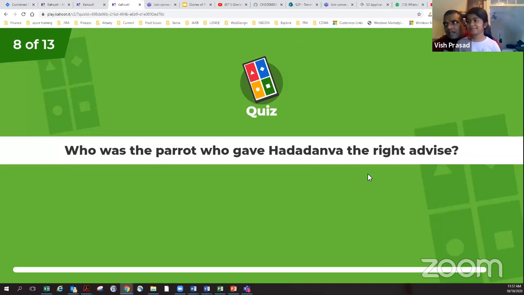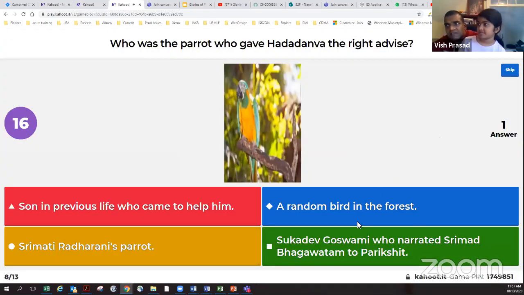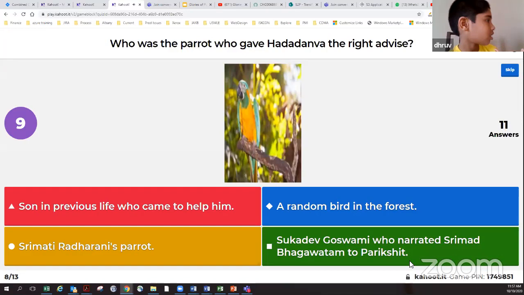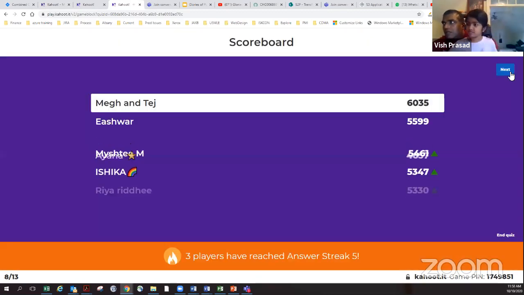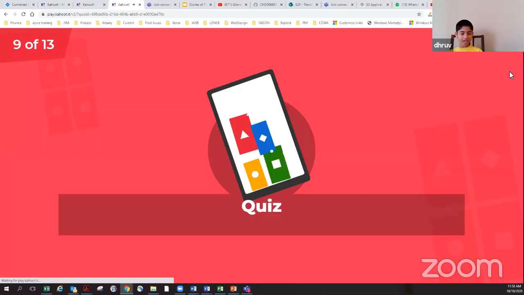Who was the parrot who gave Hadadanva the right advice? Son in previous life who came to help him, Srimati Radharani's parrot, a random bird in the forest, or Sukadev Goswami who narrated Srimad Bhagavatam to Parikshit. Cool, let's go. So we discussed: Hadadanva's previous life was Sudeva. It's in his previous life, okay? The son in his previous life came to him as a parrot to tell him the right thing to do. Good job, everyone, for listening to the story properly.